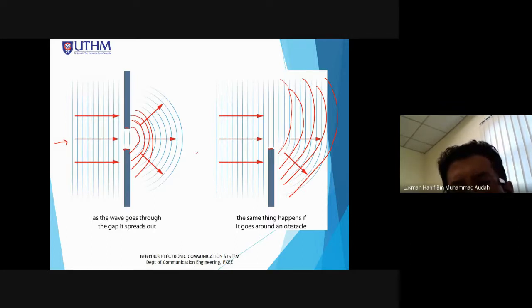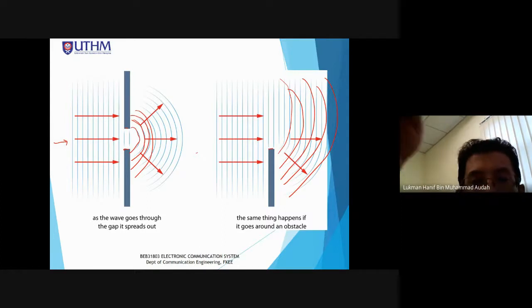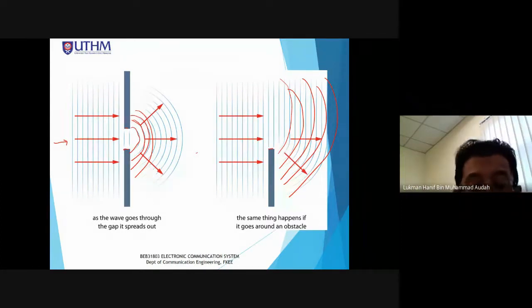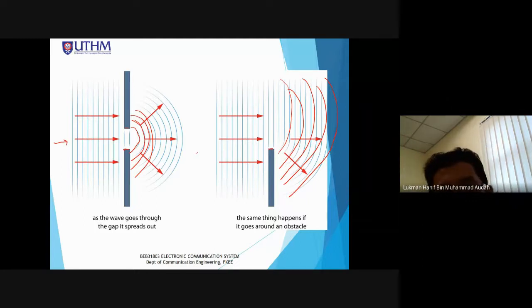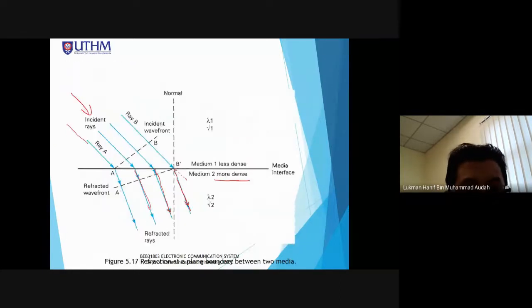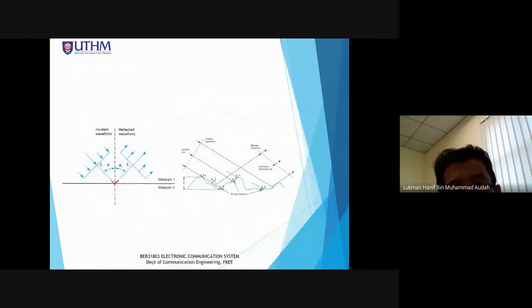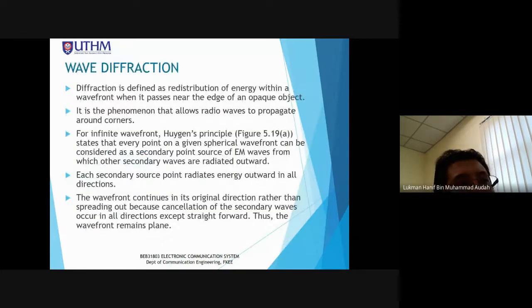akan melanggar pelbagai jenis objek. Contoh pokok, bangunan dan pelbagai jenis yang menghalang perjalanan dia daripada transmitter kepada receiver. Dan perlanggaran ini menyebabkan berlakulah situasi-situasi yang tadi iaitu refraction, reflection dan juga diffraction. Okay. Tadi refraction, reflection dan juga diffraction. Okay. So ini berlaku kerap apabila gelombang itu bergerak daripada transmitter kepada receiver.